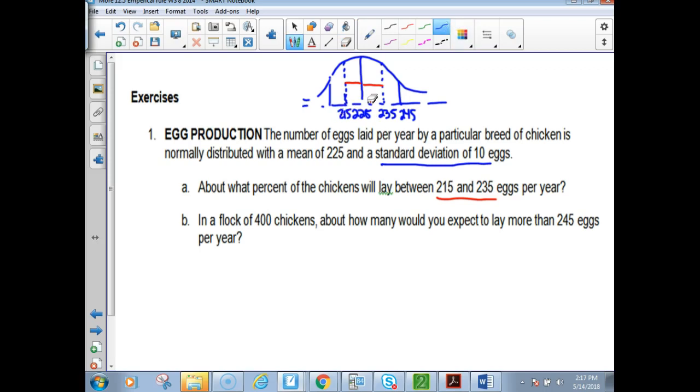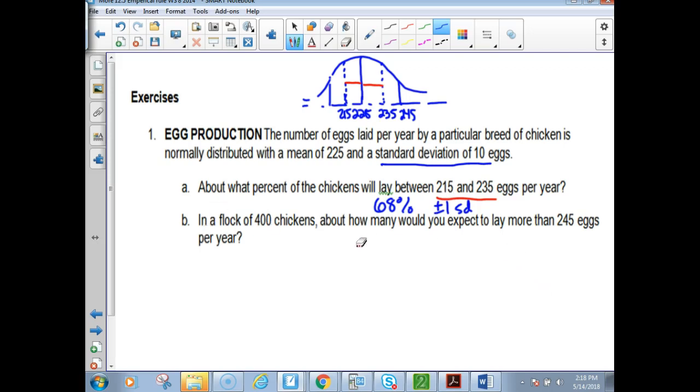All right, 215 to 235, guys. My bad. I started making too many marks. That is between 1 on either side, so it was symmetric. We'll get to one that's not, but here we go. That's where within 1 standard deviation, it's 68% of the eggs. Okay, that's plus or minus 1 standard deviation.